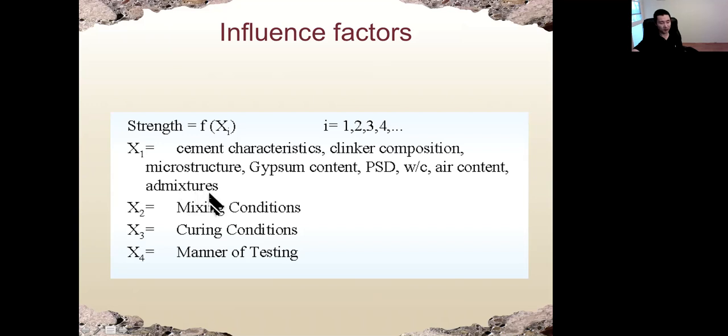Air content, admixtures, even the mixing conditions, how well you compact the concrete, curing conditions, what the curing temperature is, what the curing method is, and even the manner of testing. All of these factors can more or less affect the strength of concrete. Today we will go over many of them.